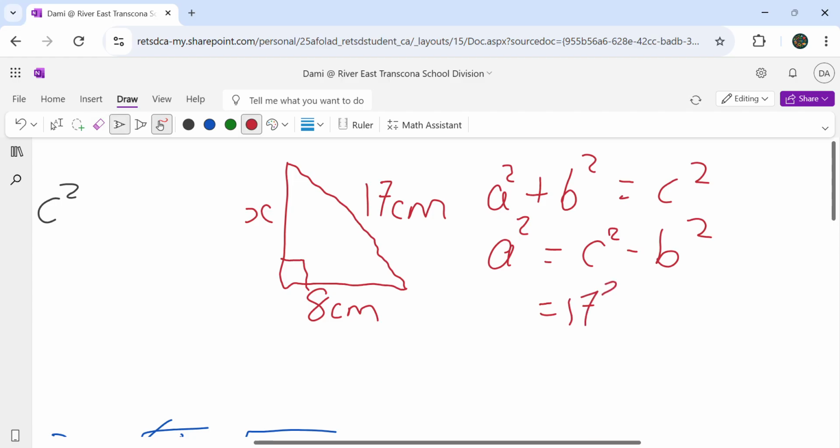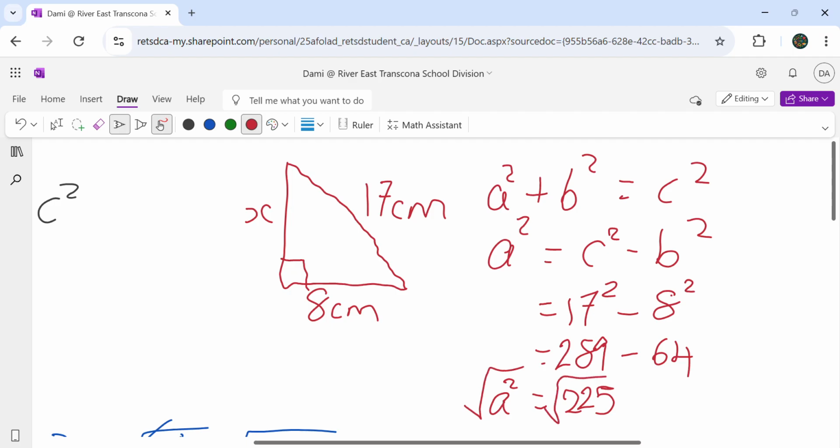17 squared minus 8 squared, which is 289 minus 64, which is 225. Square root both sides. A equals 15 centimeters. Let's go to the next question.